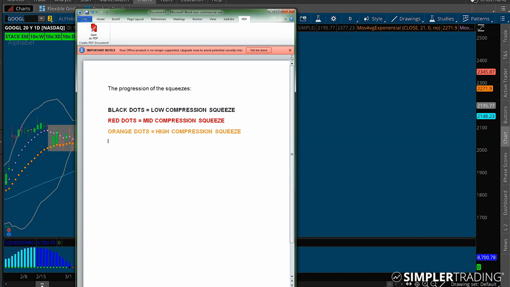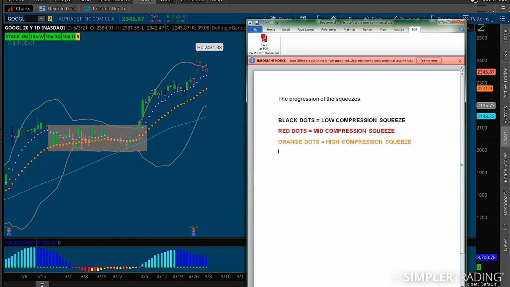All right, but if we take a look here, move these notes over. So looking at the dots down here, you're going to see a couple different colored dots down on the squeeze indicator. So the black dots, it's a low compression squeeze. And in plain English, the higher the compression, the more energy is getting built up, potentially the bigger the move that can lead to. At least that's the way that I look at it.